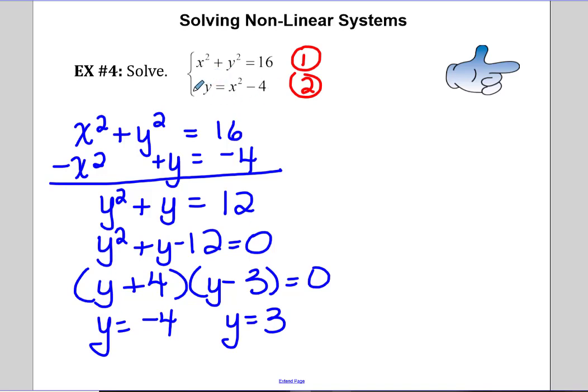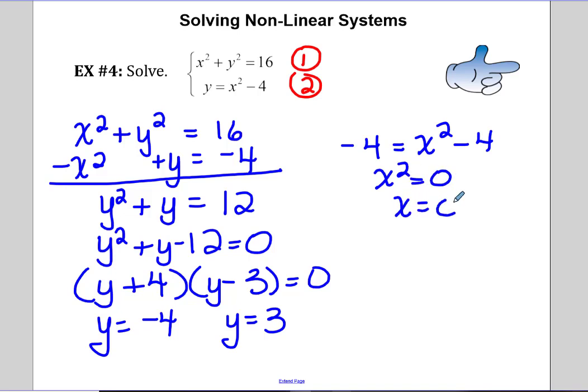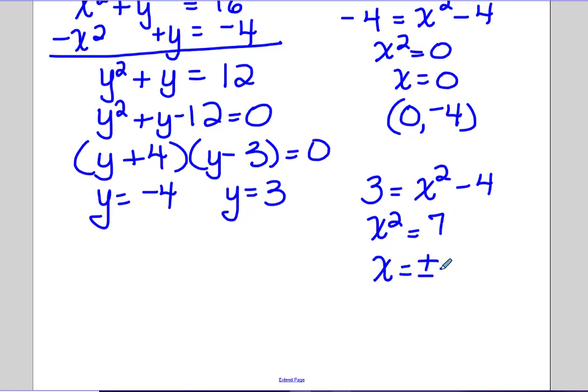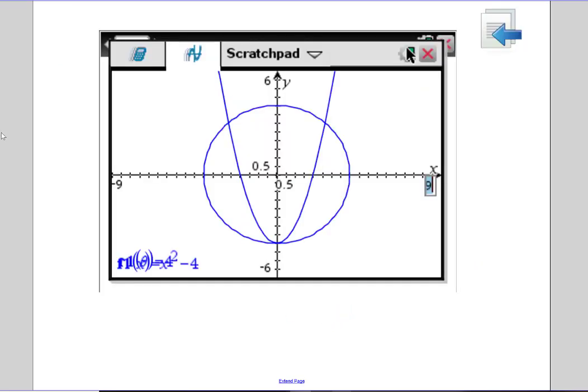And then we're going to use equation 2. So if you substitute negative 4 for y in y equals x squared minus 4, then x squared is 0. So x is 0. So we have (0, negative 4). And then repeating that, if we substitute 3 for y with x squared minus 4, then x squared is 7. So x is either positive or negative square root of 7. And we'll see that in our picture on the next page.